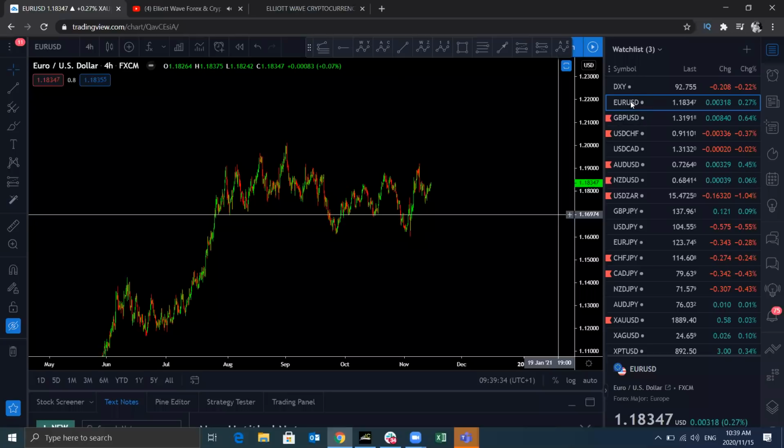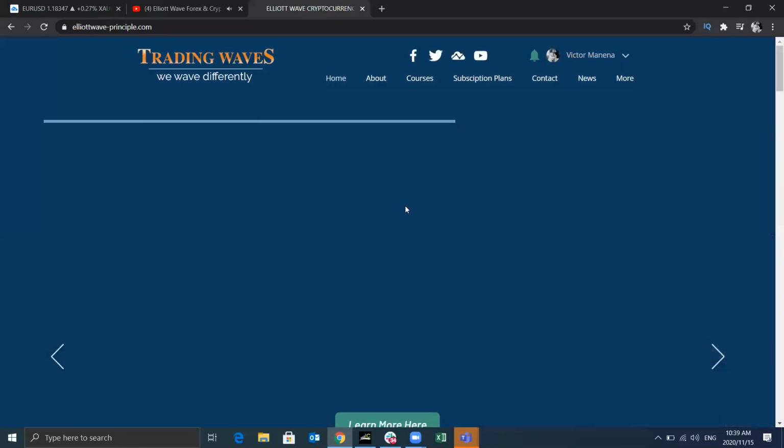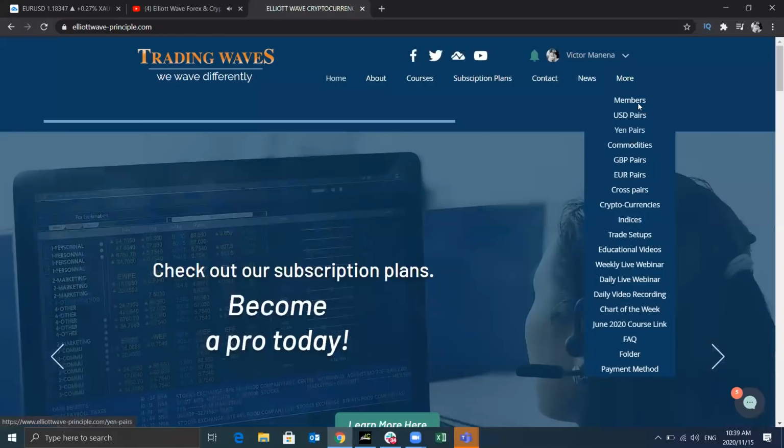So let's start with Euro US dollar and the DXY. These are the charts that we've got for our members. Only members have got access to this. You can come to our website and check all the other information, but you will not have access to the members area. So this is the members area. Let's start with the US dollar pairs.